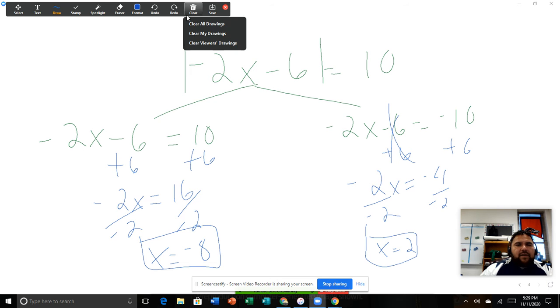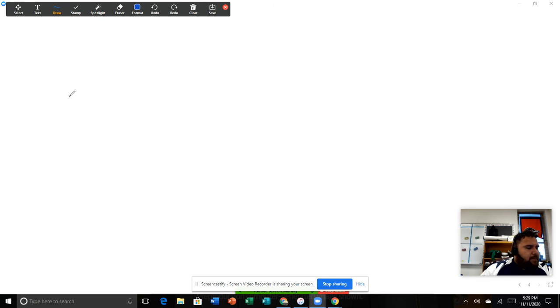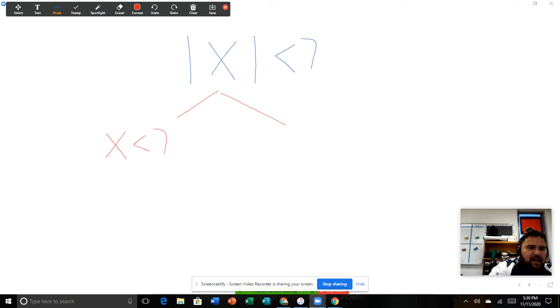Okay? So now to talk about inequalities, right? Absolute value inequalities. Very simple. We have absolute value of x is less than 7. Very similar, very nice to see this. Break this down into your two inequalities. Simple, easy peasy, lemon squeezy. X is less than 7. X is greater than, notice I flipped the sign, -7.